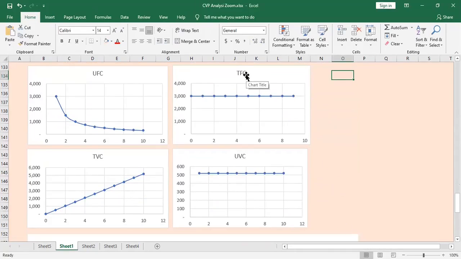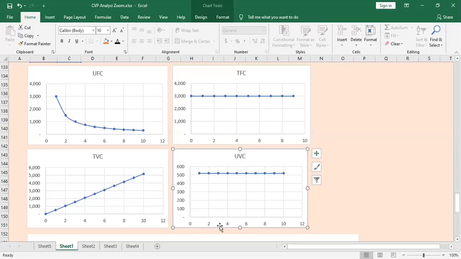Now, total fixed cost and unit variable cost behave in the same way when you are increasing your units. But unit fixed cost has a negative relationship with the number of units. Total variable cost has a positive relationship. Right? So you'll have to understand these relationships. I hope that you got the point here.